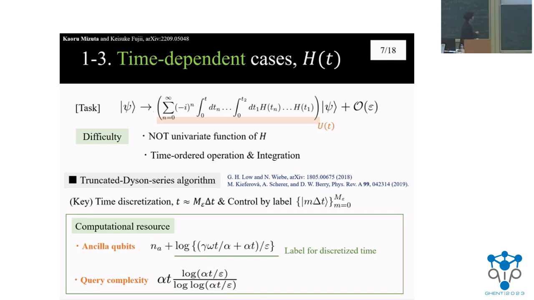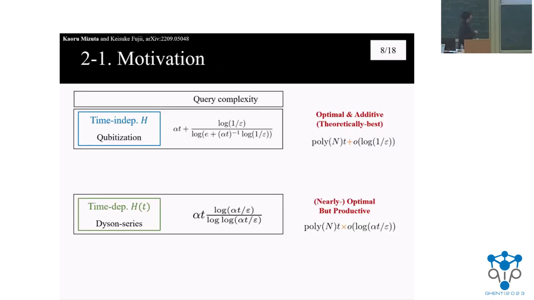Here, in addition to the NA here, which is required for block encoding, we need some ancillary qubits, which are mainly used for labeling the discretized time. The query complexity is given by this product here: a linear increase in time t and a logarithmic increase in t over epsilon. When comparing these algorithms, we can see some gap between the two.